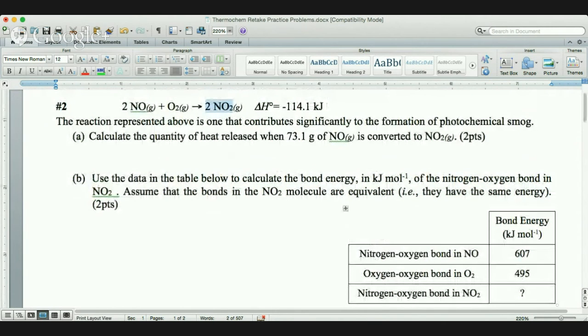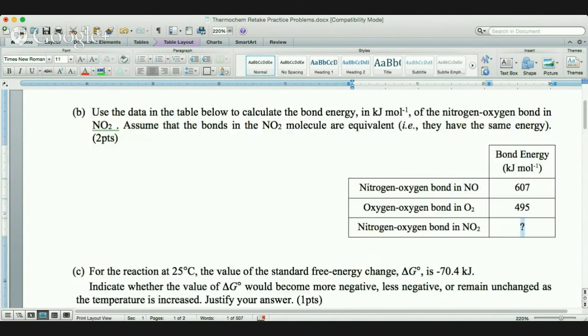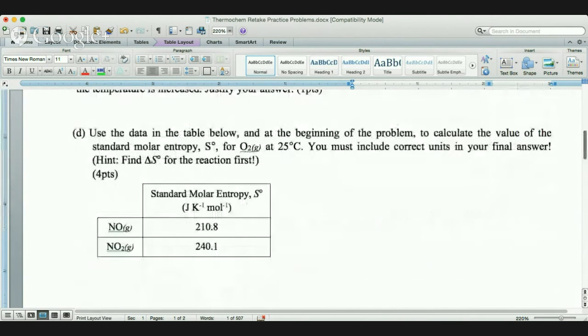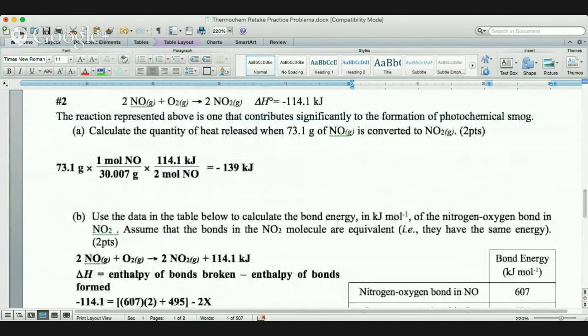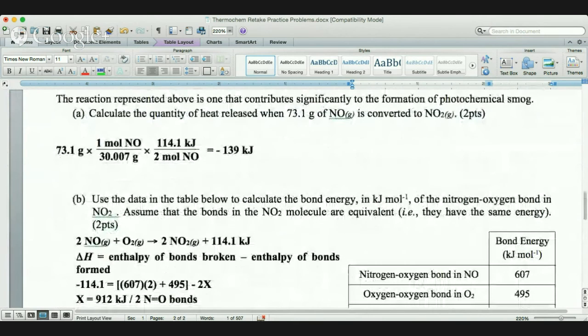So then you would take 2 NOs, so 2 times 607, plus your 495 minus 2 times X, because that's the one you don't know. And you would set all that equal to the negative 114.1. So you just solve for X. So there we go. Right there, 607 times 2 plus 495 minus 2X equals negative 114.1.